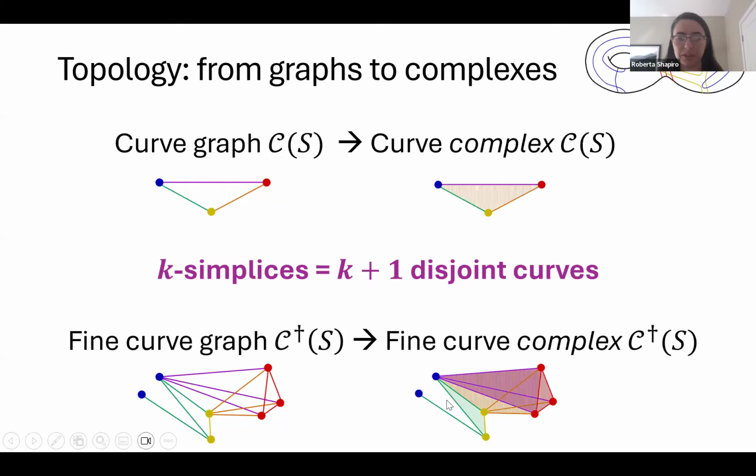Well, we can also see here that things get a little bit more difficult to draw as we start filling in higher dimensional simplices. So with that in mind, we now have a higher dimensional simplicial complex. So whenever I'm talking about topology and I say fine curve graph, I actually just mean fine curve complex, so with everything filled in.